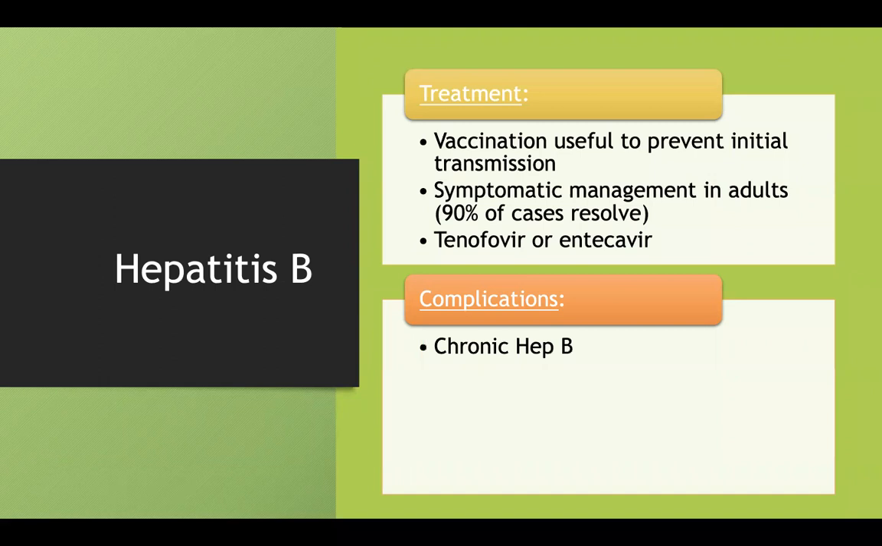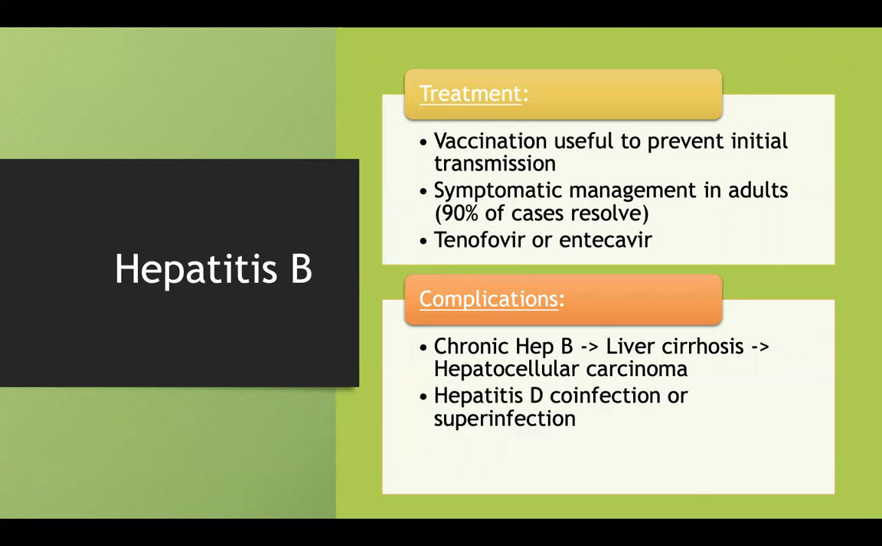Some complications: chronic Hep B, which happens more often in neonates, but can happen in adults. And that would lead to liver cirrhosis. And as we've seen before, anything that can cause liver cirrhosis, anything with chronic inflammation, can lead to cancer, in this case, hepatocellular carcinoma. Another complication I want to mention, and I'll talk about this when I discuss hepatitis D, is that hepatitis D can only infect you if you already have hepatitis B infection. So people with Hep B are at risk for either a hepatitis D co-infection or superinfection.